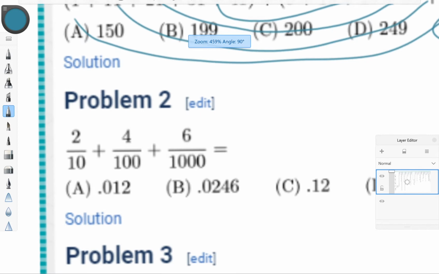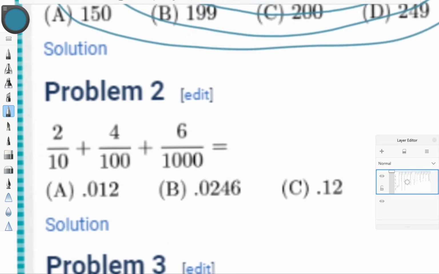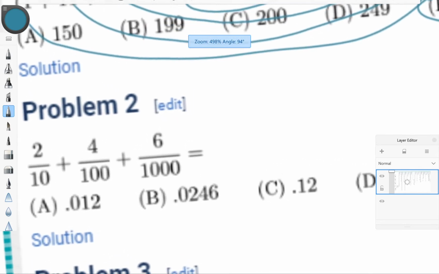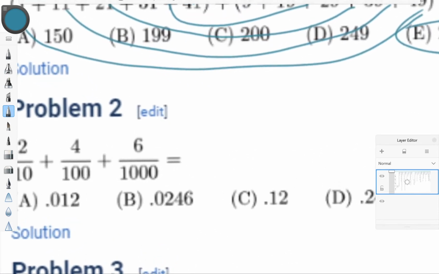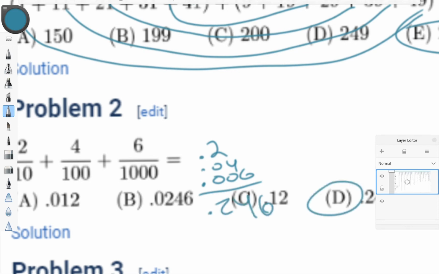2 by 100 plus 4 by 10, plus 6 by 1000, and we're asked for the written form. So 2 by 10 is 0.2, and then 4 by 100 is 0.04, and then 6 by 1000 is 0.006. So then we add them together, we get 0.246, done.